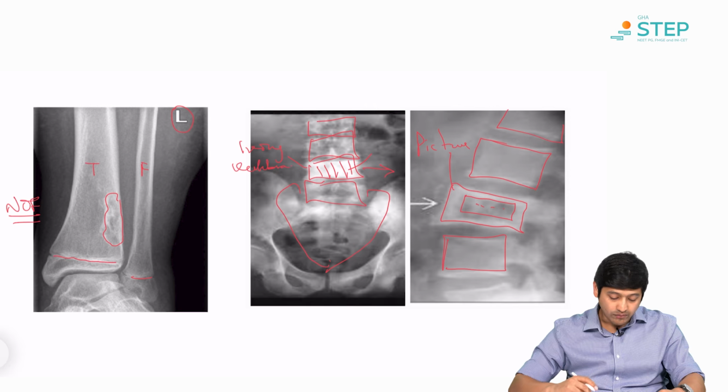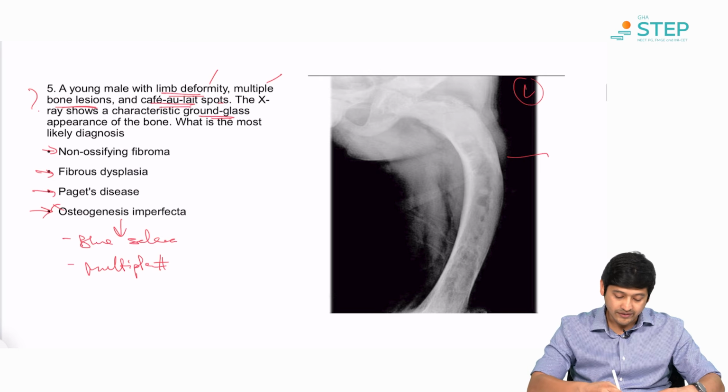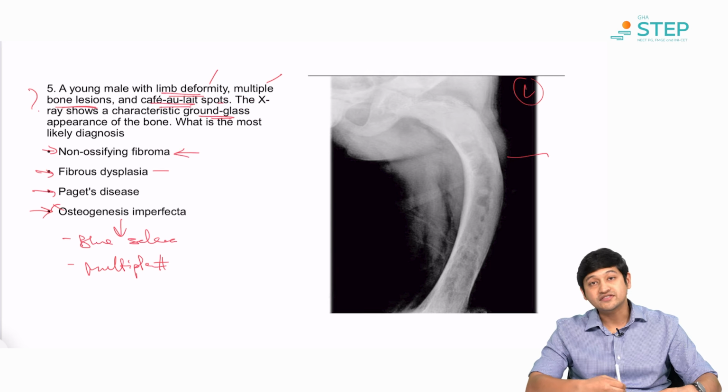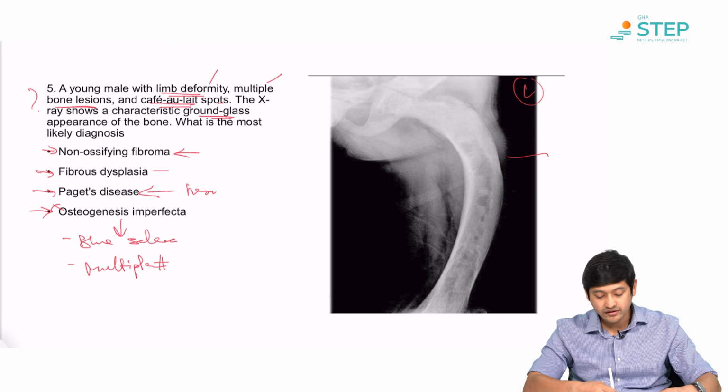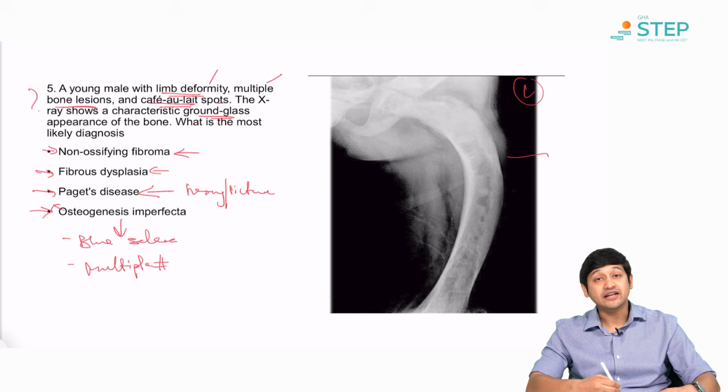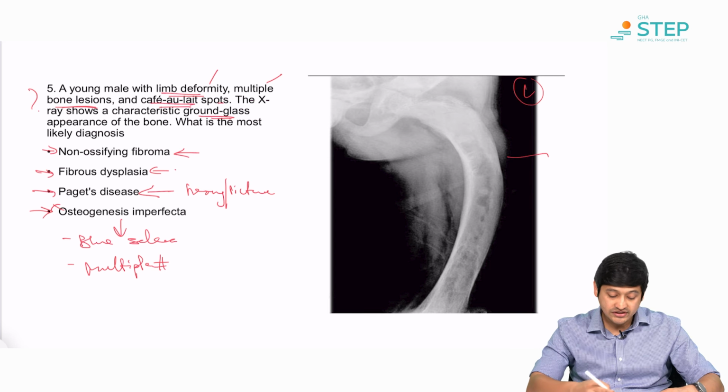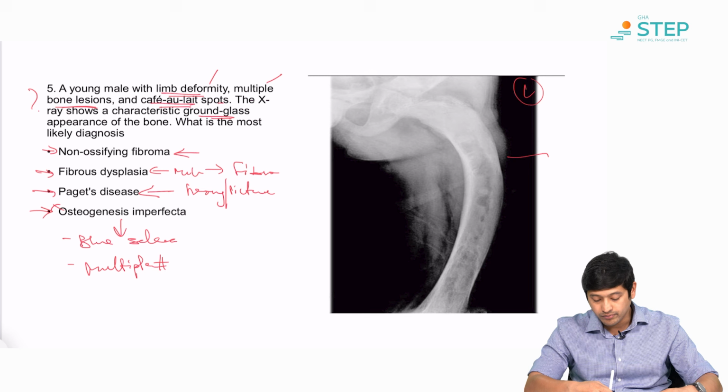So now when you go back to your question, you have a fibrous dysplasia, which we've not seen, a non-ossifying fibroma, which we've seen in the tibia, and Paget's disease of the spine, giving you the ivory vertebra and the picture frame vertebra. So in light of your clinical stem with cafe au lait spots, multiple bone lesions and a limb deformity, you're probably looking at McCune-Albright syndrome, or fibrous dysplasia being the bone lesion.